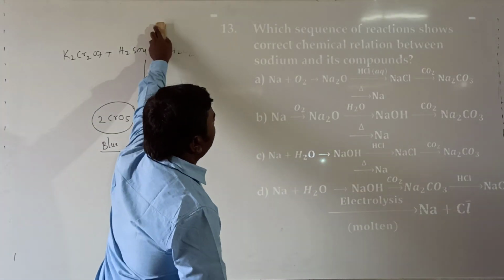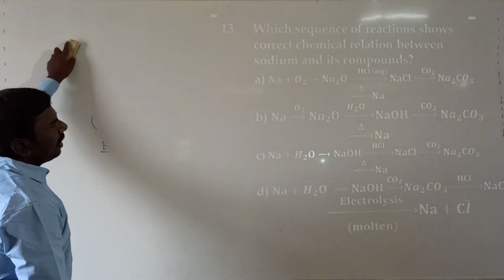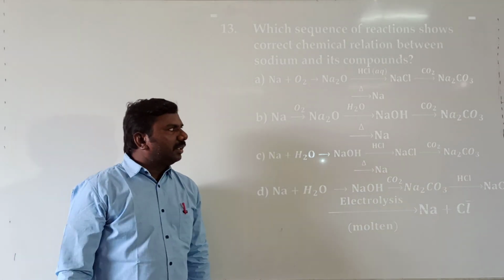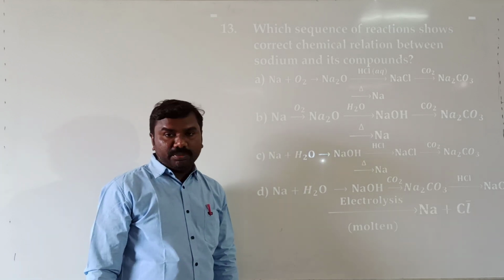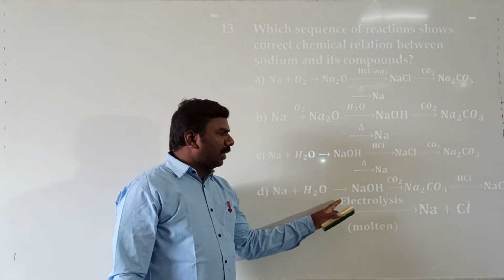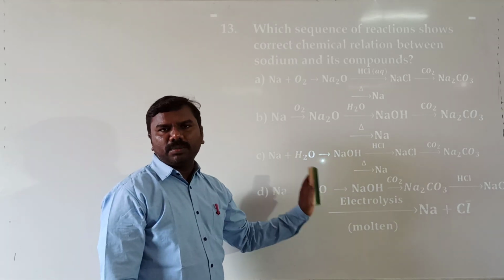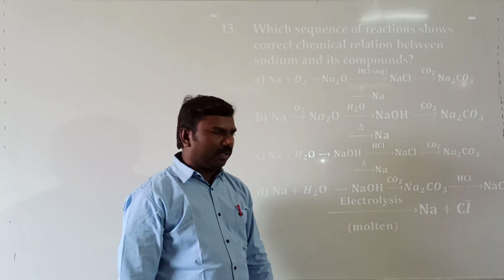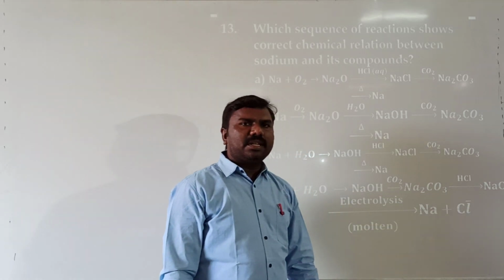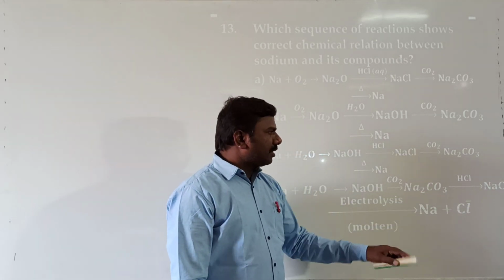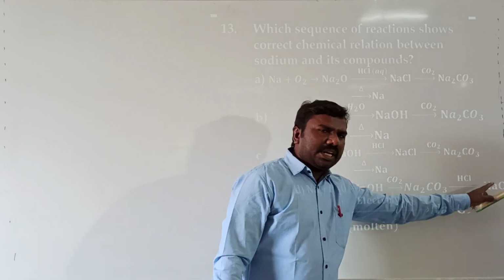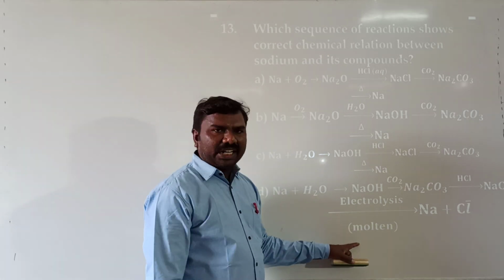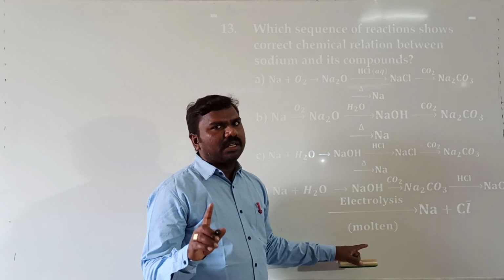Which sequence of reactions shows the correct chemical relation between sodium and its compounds? So you just observe all this. I am verifying the right option because it will be lengthy. Sodium plus H2O gives rise to NaOH plus hydrogen gas. NaOH plus CO2 gives rise to Na2CO3, H2O will be removed. Na2CO3 plus 2HCl gives rise to 2NaCl plus CO2 plus H2O. There would be only NaCl, correct. Next, this is on electrolysis. At the cathode, it is molten, it is not aqueous. If aqueous, it will be different.